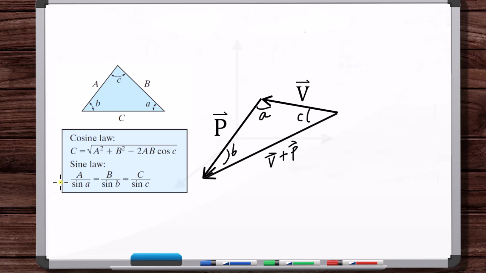Okay, and if you need a review or just actually need to learn for the first time how to use the law of sines and cosines, go check out the trigonometry playlist.